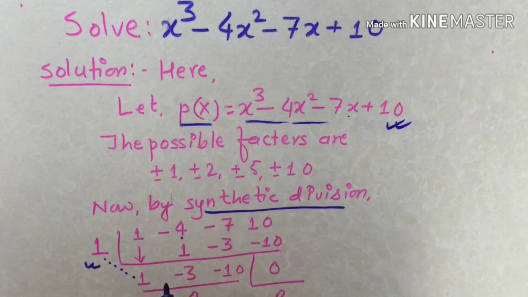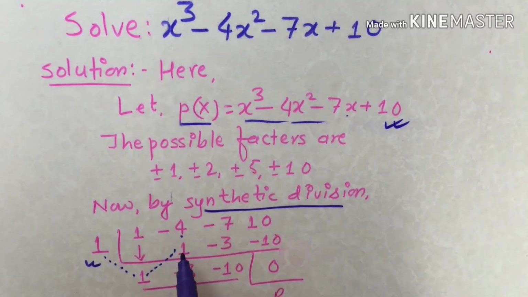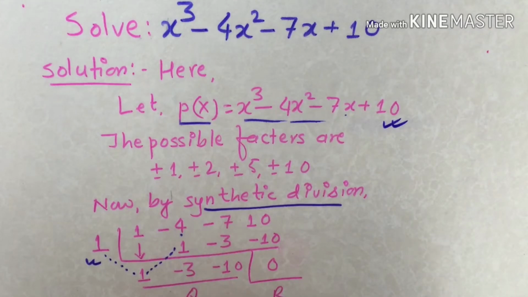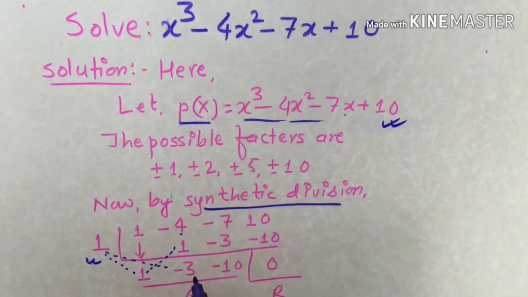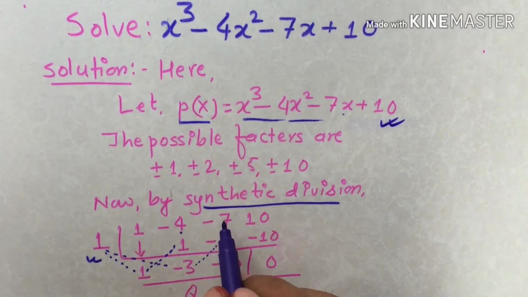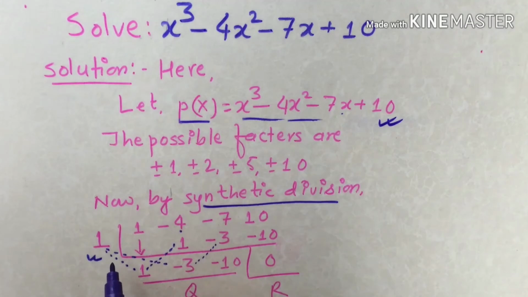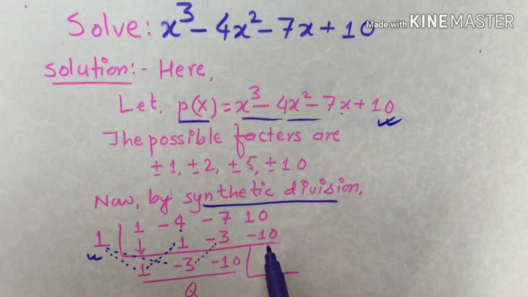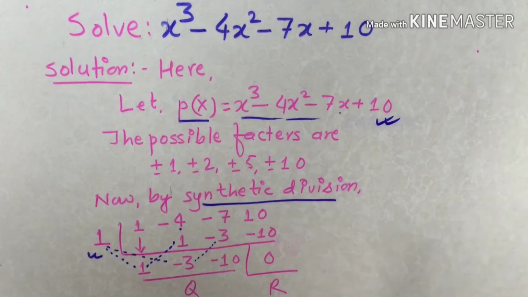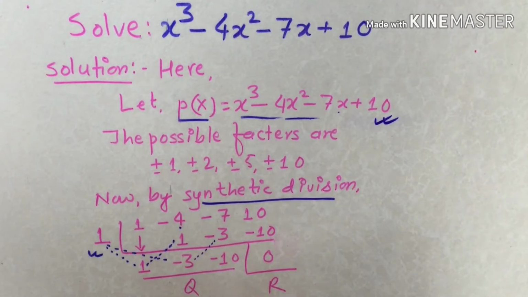1 times 1 is 1, so this 1 should be written here, and here you can see minus 4, but here is plus, positive 1. So minus 4 plus 1 is minus 3. Again 1 times minus 3 is minus 3. We should write here. So minus 7 and minus 3 we get minus 10. Again 1 times minus 10 is minus 10. So we should subtract here, plus 10 and minus 10, and 0 is the remainder. And 1, minus 3, minus 10 are the coefficients.